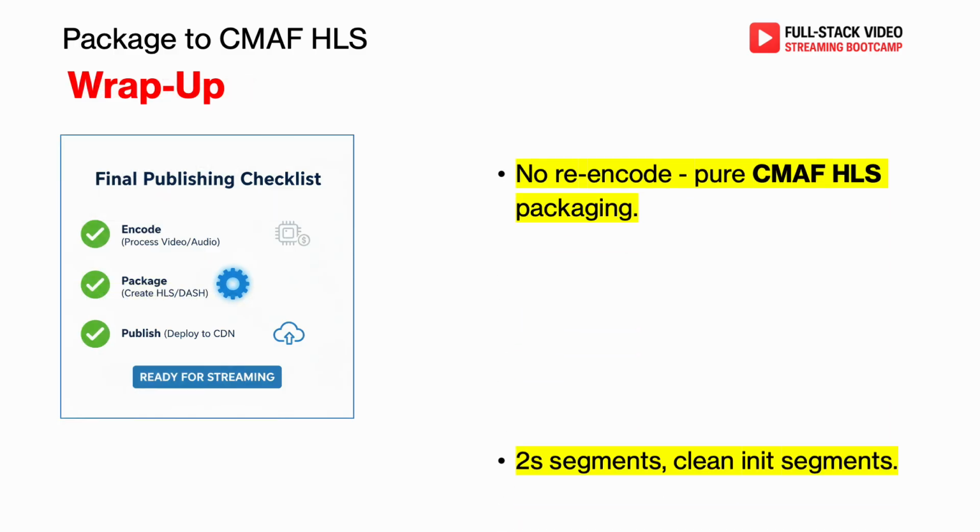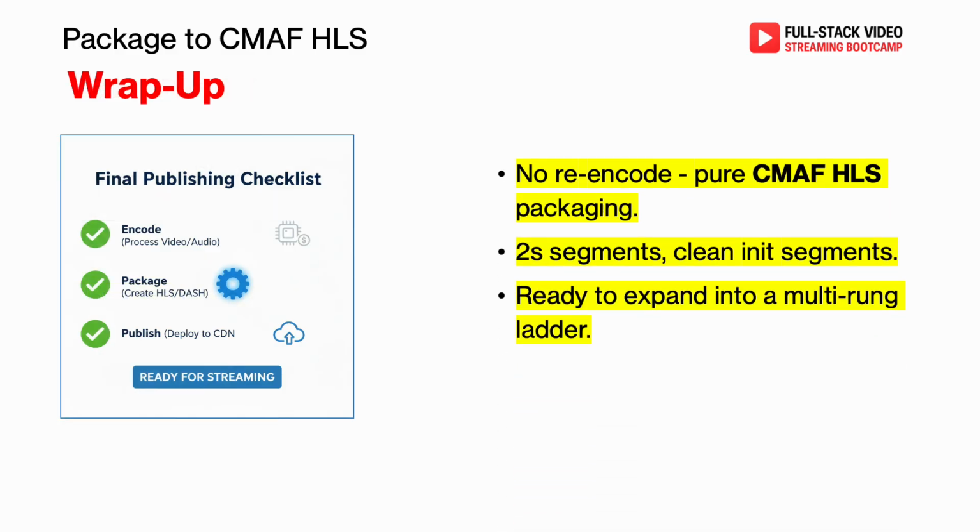So the rule is always encode first, then package. Never mix them? Exactly. You keep the heavy lifting in the encoding step, then let the packager turn those files into clean CMAF HLS without touching quality. Makes sense. Stable visuals, predictable manifests, and easy scaling when we add more rungs. Right. Once this flow is solid, building the full ladder becomes almost mechanical.